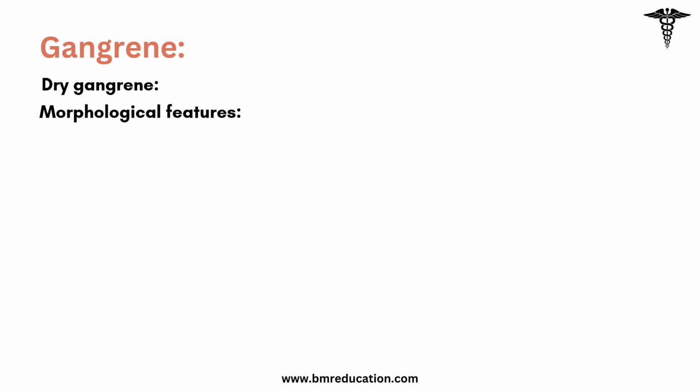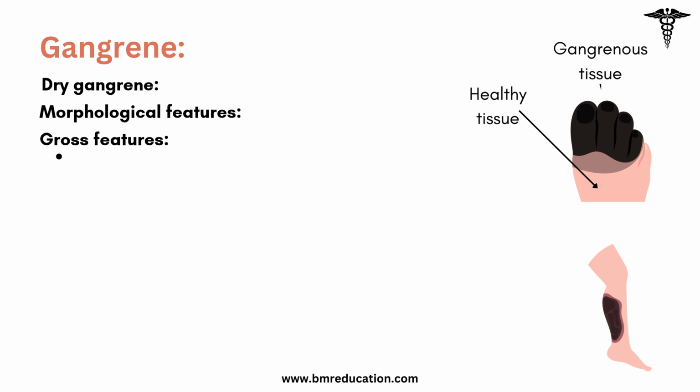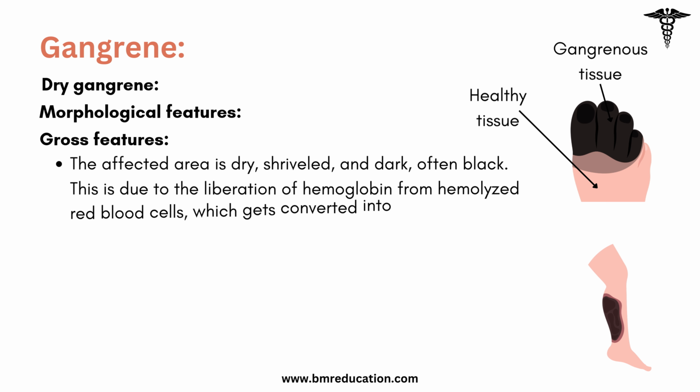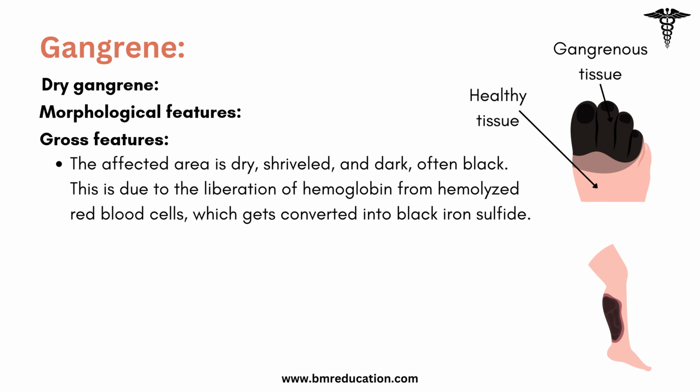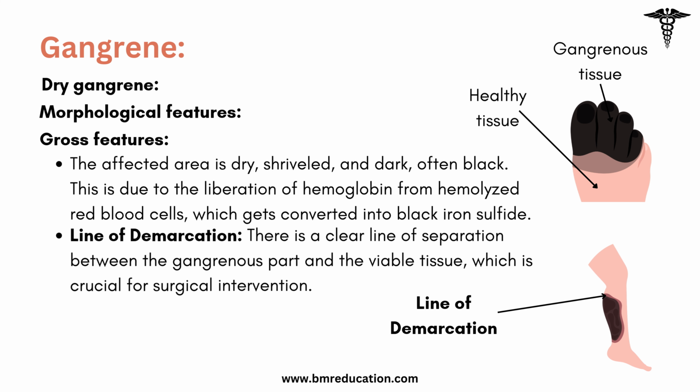Morphological features of dry gangrene. The gross features: the affected area is dry, shriveled, and dark, often black, resembling a mummy. This is due to the liberation of hemoglobin from hemolyzed red blood cells, which gets converted into black iron sulfide. There is a clear line of separation between the gangrenous part and the viable tissue, which is crucial for surgical intervention.